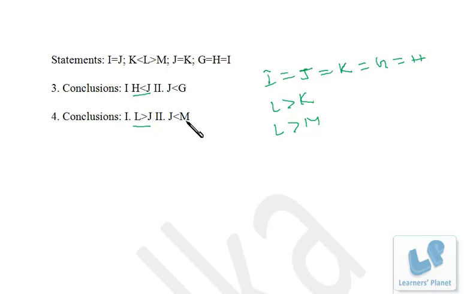That means the relationship between M and J is asked, but we are given the relationship between L and M, right? L is greater than M, or we can say M is less than L, but we cannot make any comparison between J and M because the relationship is not clear from the data given. So we cannot say, right? So none of the conclusions is true. Neither this one nor this one, right?